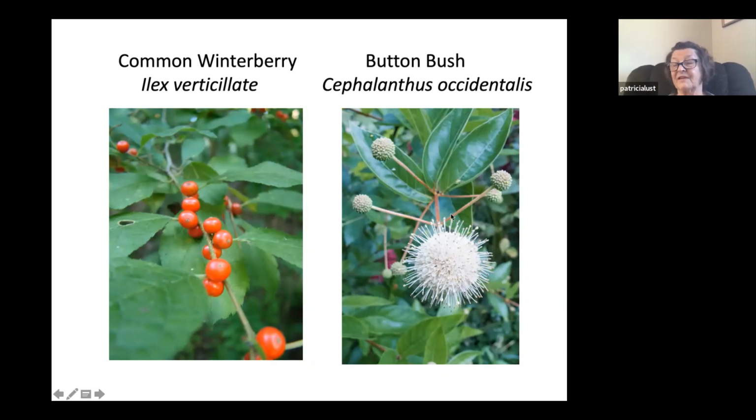Buttonbush is another thing that's become very popular lately among native plant enthusiasts. Great pollinator plant. And again, it's a weird shaped flower, but I kind of like it. I have one growing on the northwest corner of the house where it gets about 4 hours of sun. So it's a shade plant, but it can take some sun.